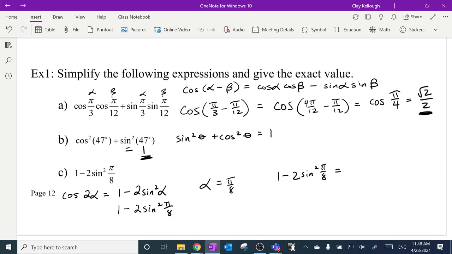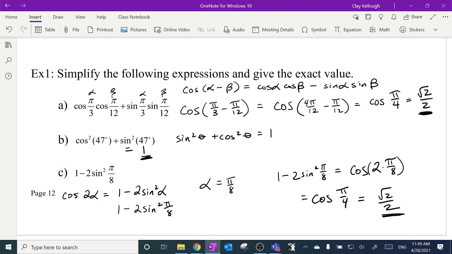I can say that that is the cosine of 2 times pi by 8. And again, that's one angle to me. What's 2 times pi divided by 8? It's once again pi divided by 4, which is the same answer I had in A. It's root 2 over 2. Okay, so that's how this stuff works.